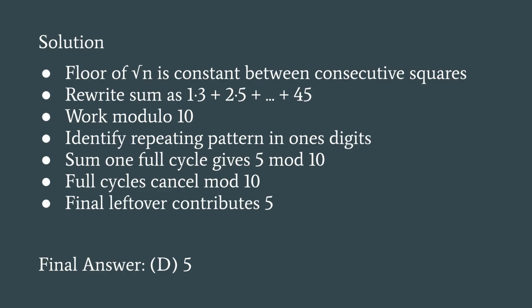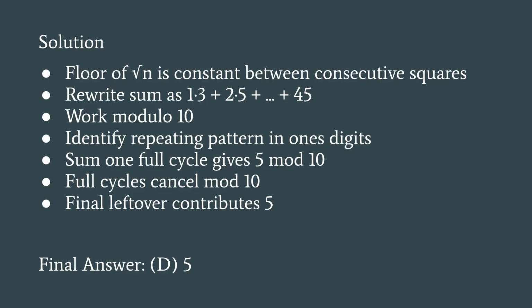The key idea is that the value of the floor of square root n stays constant between consecutive perfect squares. Specifically, from 1 squared to 2 squared minus 1, the value is 1. From 2 squared to 3 squared minus 1, the value is 2. And in general, from k squared to (k plus 1) squared minus 1, the value is k.